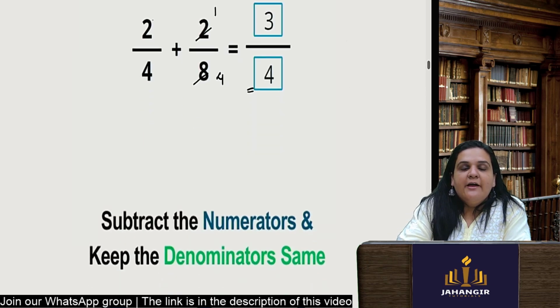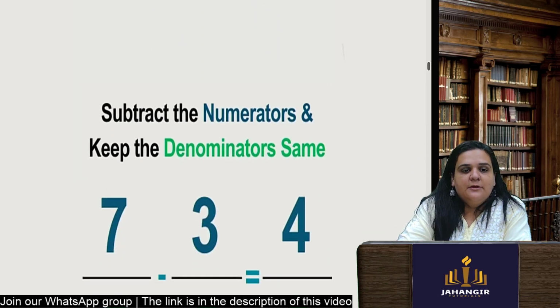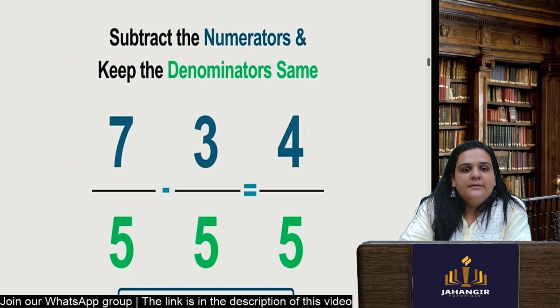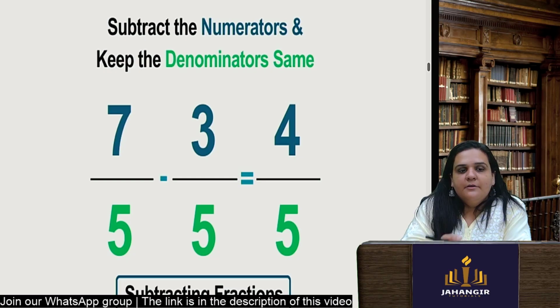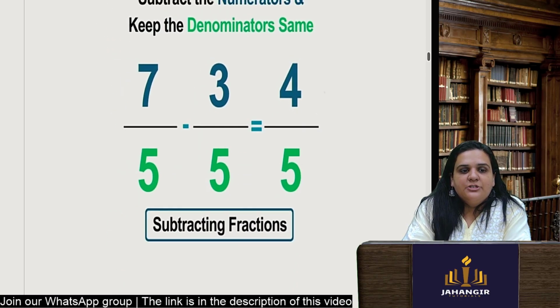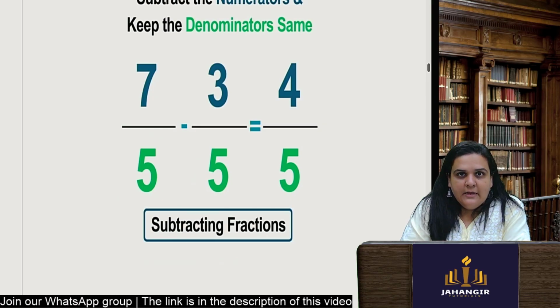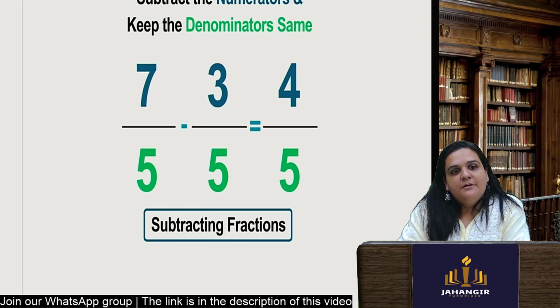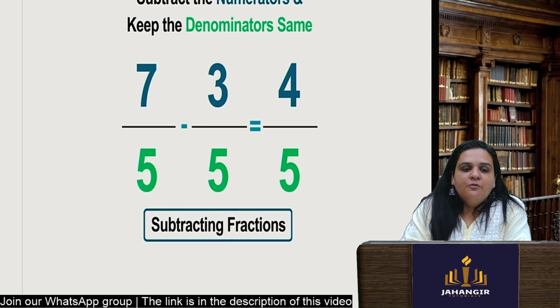In any which way, you have to change the unlike fractions to like fractions. Now subtract the numerators and keep the denominators the same. Even here the denominator is the same. Subtracting the fractions, because the denominator is the same, they are known as like fractions. Only the numerators I will subtract. 7 upon 5 minus 3 upon 5 will be 4 upon 5.